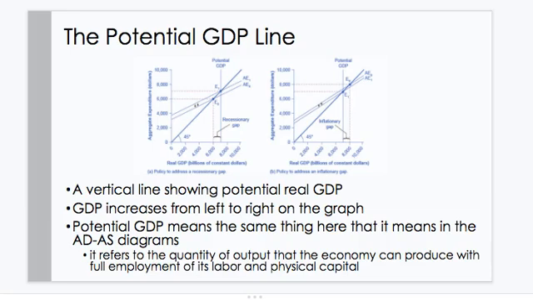Now let's look at it with the vertical potential GDP line. A vertical line shows potential real GDP. GDP increases from left to right on the graph. So here we can see in panel A that must be a recessionary gap because the equilibrium, the cross, is lower than potential. Here in B we can see that it must be an inflationary gap because the potential GDP is lower, to the left of where we actually are, where the equilibrium is, where the cross is.